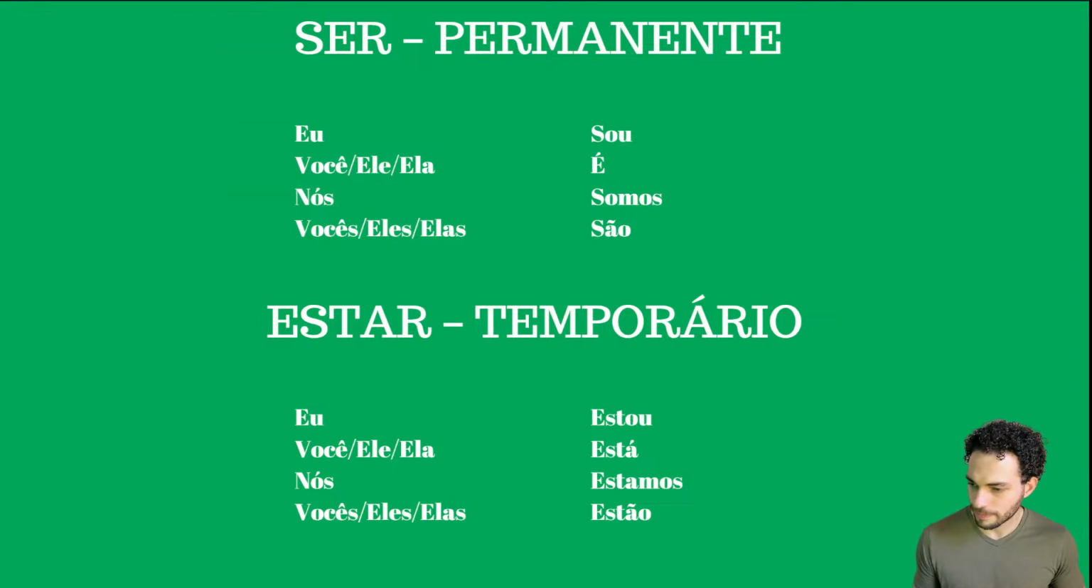Okay, now, what you guys are seeing, the conjugations. So we have seen eu sou, você, ele, ela é, nós somos, vocês, eles, elas são. This pronunciation here is challenging, I know, so try to pronounce with me. São, são, são. Vocês são felizes. Eles são americanos. Elas são amigáveis. And then the temporary conjugation.